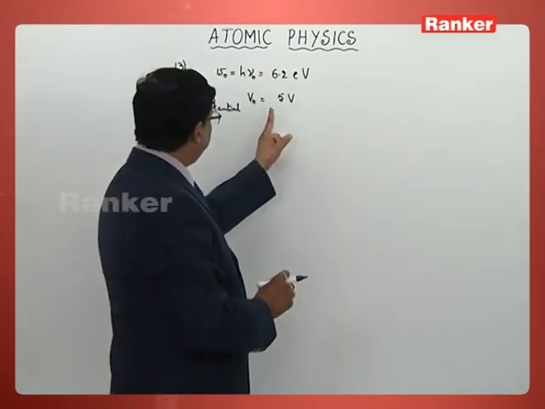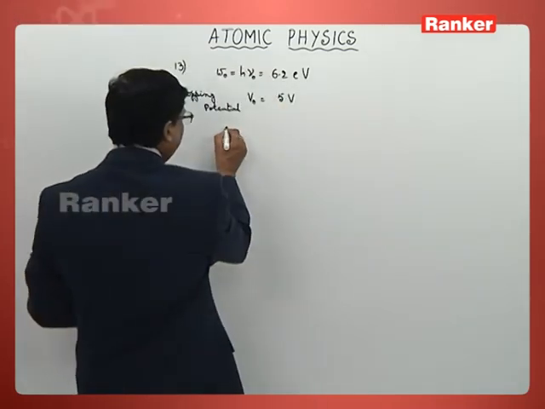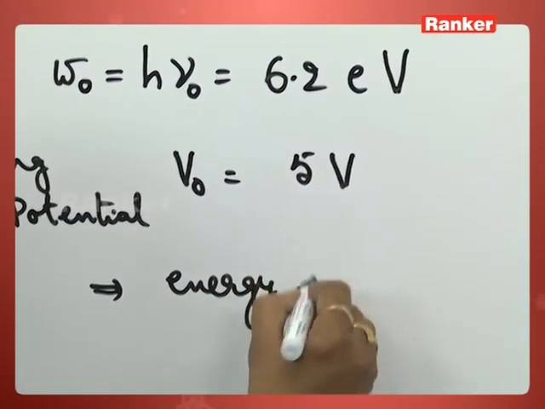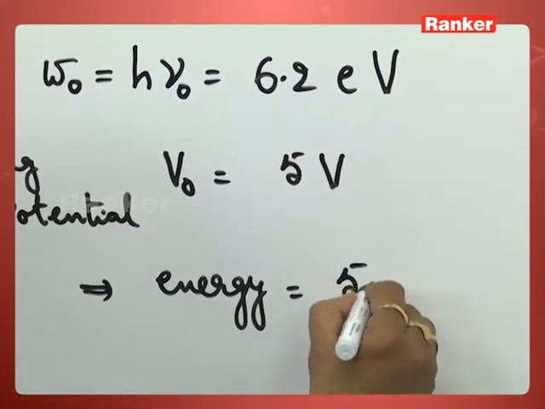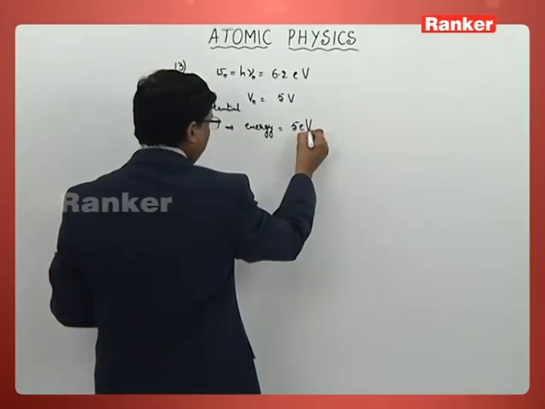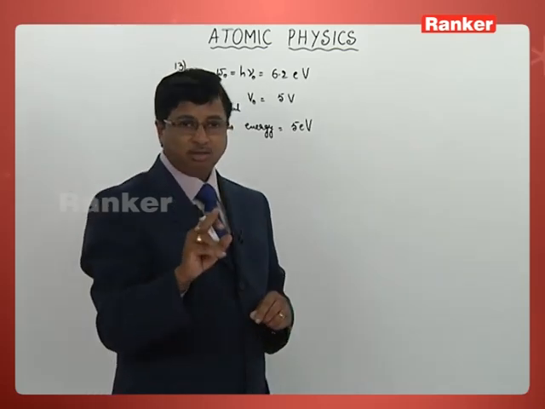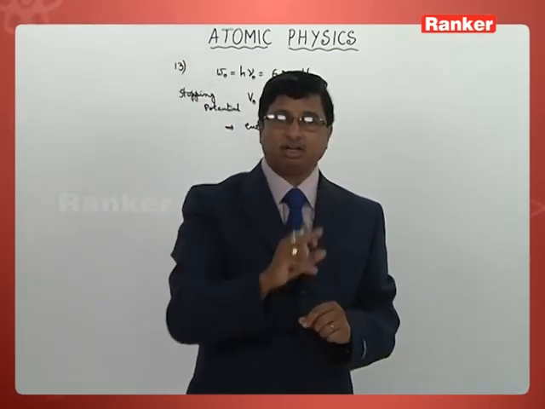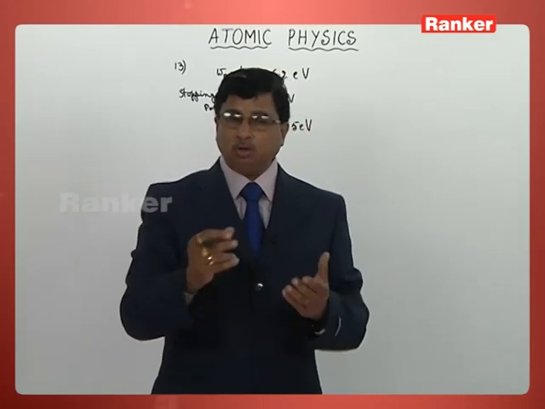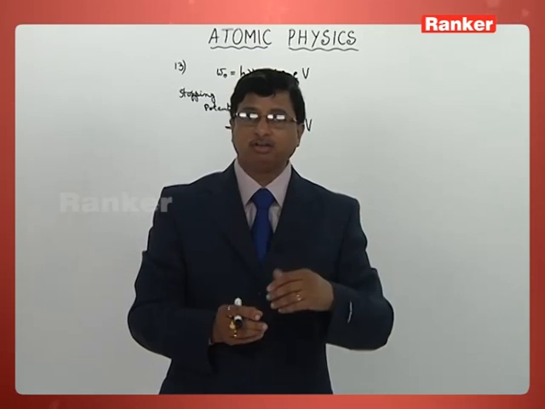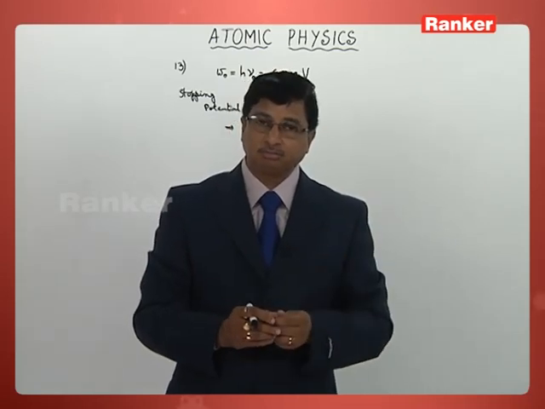That is given as 5 volt, so what will be the corresponding energy of this value? It is simply 5 electron volt. All of you know, 1 volt, the corresponding energy is 1 electron volt. 2 volts, it is 2 electron volt. 5 volt, it is 5 electron volts of energy corresponding to this.